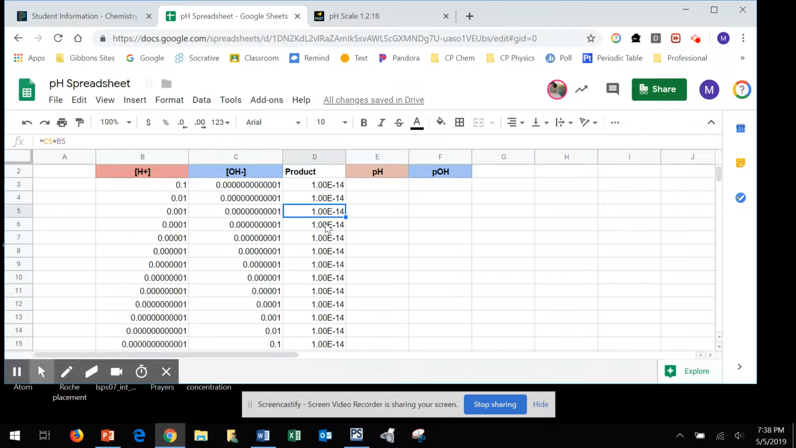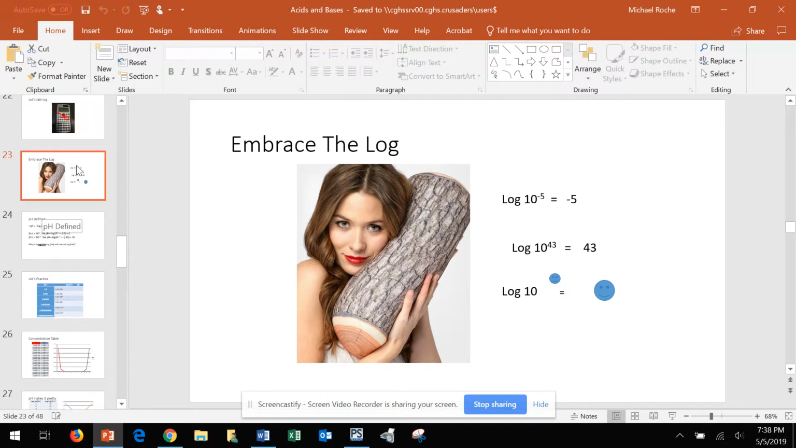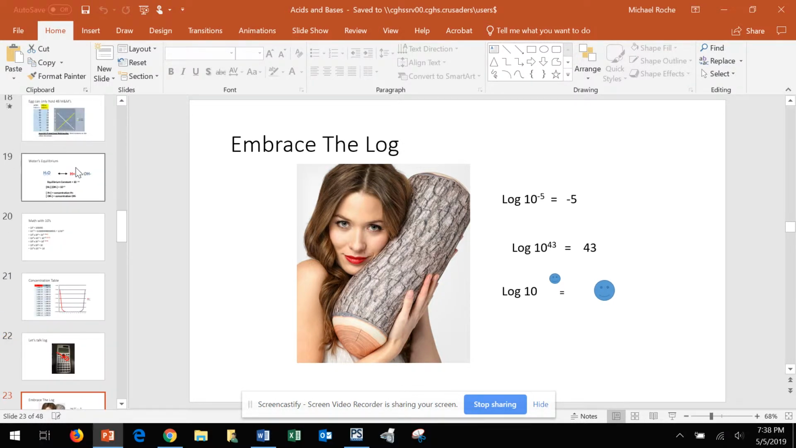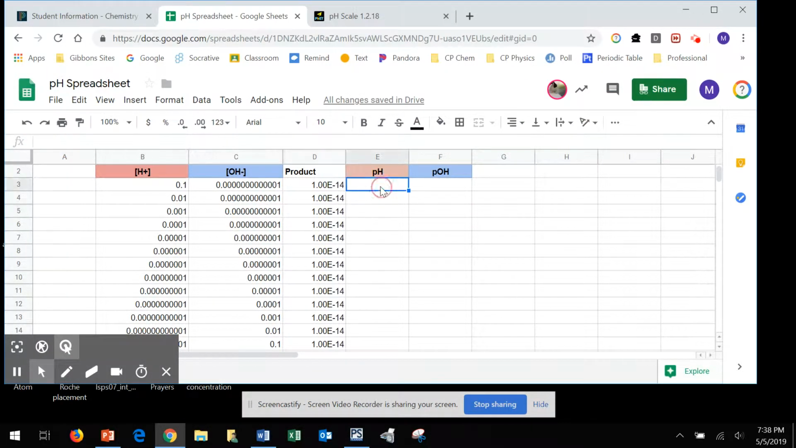And in each case, we get 10 to the minus 14, which is what we learn in chemistry, that all the time the concentration of H plus times the concentration of OH minus equals 10 to the minus 14. That's an equilibrium constant. All right, so then the next thing we want to know is the pH. So pH, you may remember, is equal to, so we say equals, and it's the negative log.